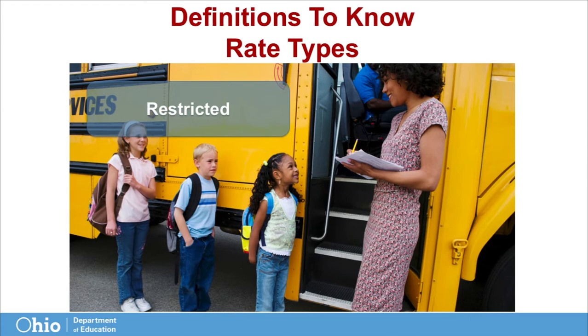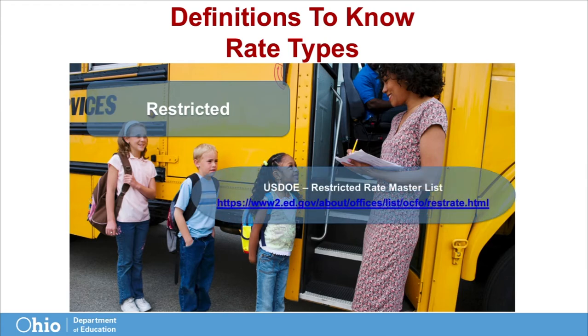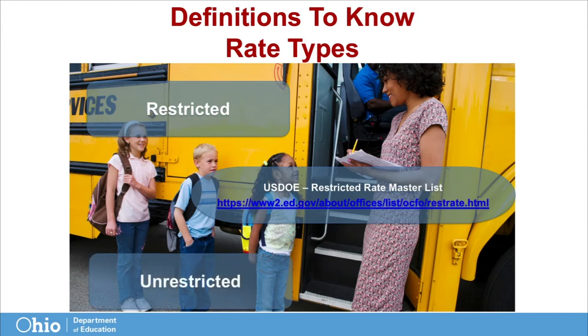You can access the U.S. DOE's master list of federal grants that require the use of restricted rates by going to www.ed.gov and searching Restricted Rate Master List. The unrestricted rate is applicable to grants that are not subject to the supplement, not supplant legislative restriction. For example, the Medicaid and food service programs use the unrestricted rate for indirect costs. You will learn more about the difference between these rates and how they are calculated throughout the Indirect Cost webcast series.